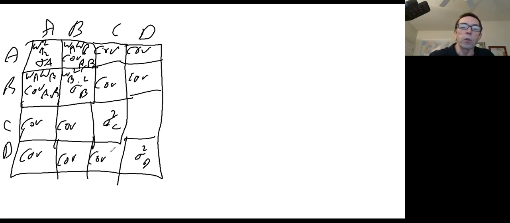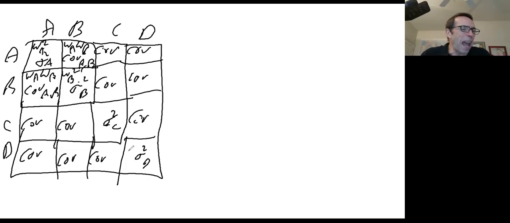Here's the covariance between C and D, and here's the covariance between C and D. And of course, you would have the weights in there as well. So now of our 16 cells, 1, 2, 3, 4 of them, one for each asset, are variance cells. The other 12 cells will be covariance cells. So notice as the portfolio is getting bigger, each time you add an additional asset, we add one variance cell, but we're adding many more covariance cells.